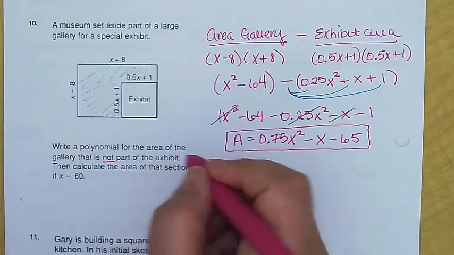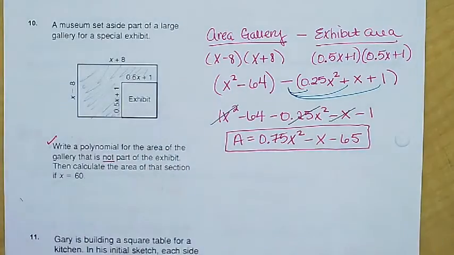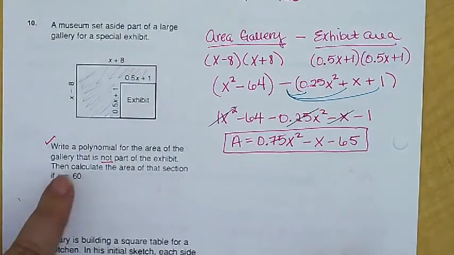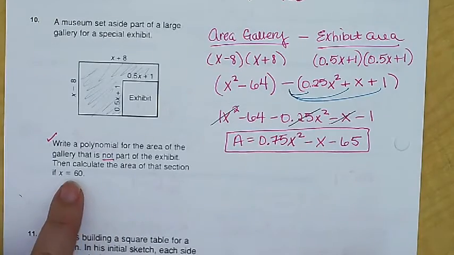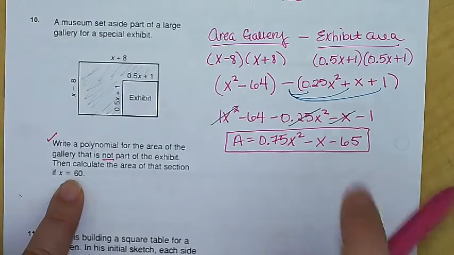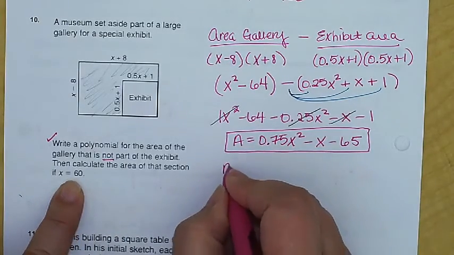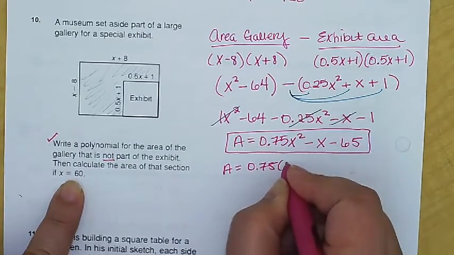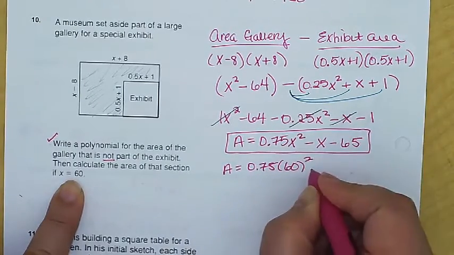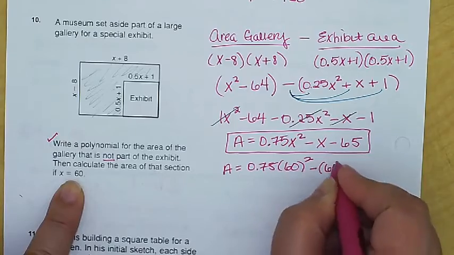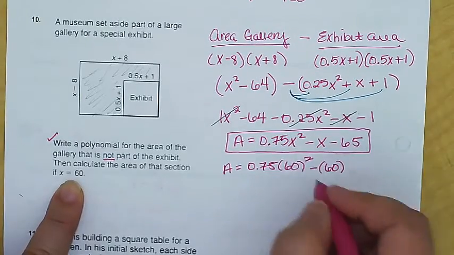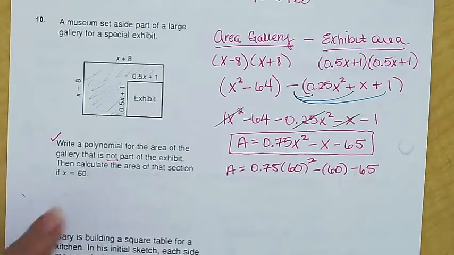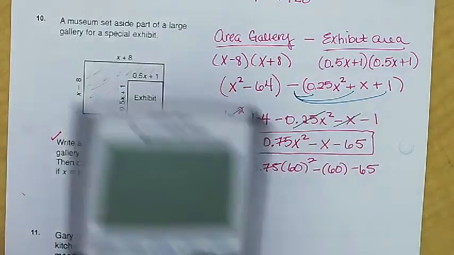Okay, so I can say, got it. I already did that. I wrote the polynomial for the area that is not part of the exhibit. Then they want us to calculate this area when x is 60. So now all I have to do is insert a 60 here. Anytime I see an x, I'm going to insert a 60. Notice I am definitely going to hug those in parentheses. That makes a really big difference. It's going to guarantee me that everything I do is correct.